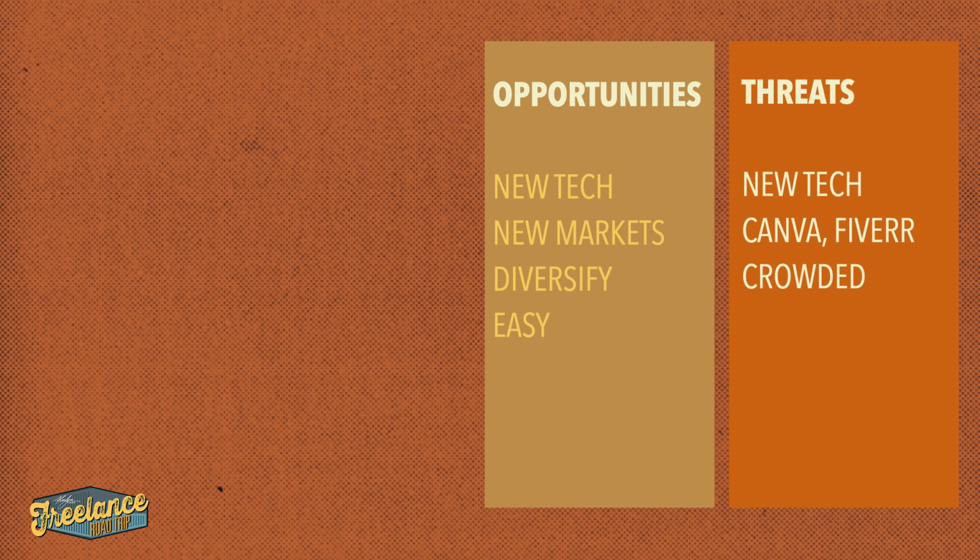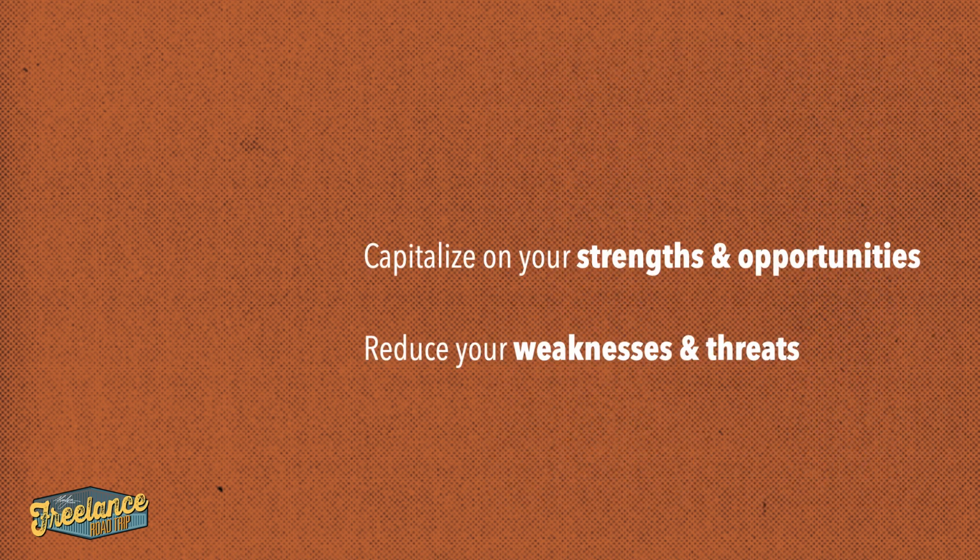External threats would include things like a pandemic. You could look at Canva, the do-it-yourself platforms, or Fiverr, the cheap design platforms, or a crowded marketplace, or the fact that everybody is suddenly deciding to start their own business right now, it seems. Those are examples of threats. So what you want to do is bolster where you're strong. You want to take advantage of the opportunities, but at the same time reduce the areas where you're weak, and mitigate the threats. If you don't do this analysis, you can't do that.